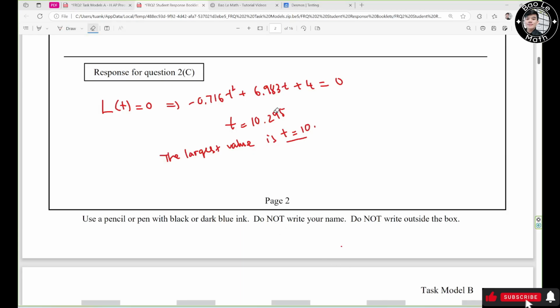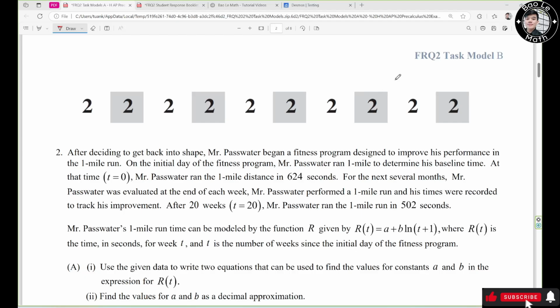So right here, I need to adjust this one. It's going to be 286, right? Now let's move on to the next question. Task model B.